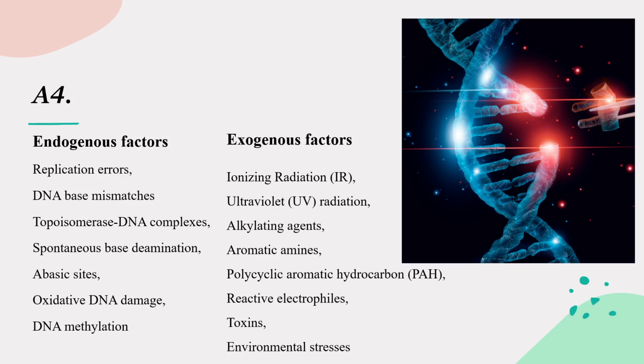Spontaneous base deamination, like we discussed just before, where adenine is deaminated to produce hypoxanthine, or production of abasic sites, an apyrimidinic site or an apurinic site called an abasic site. This abasic site will look like this, with no base, no nucleotide base, and that will be called an abasic site.